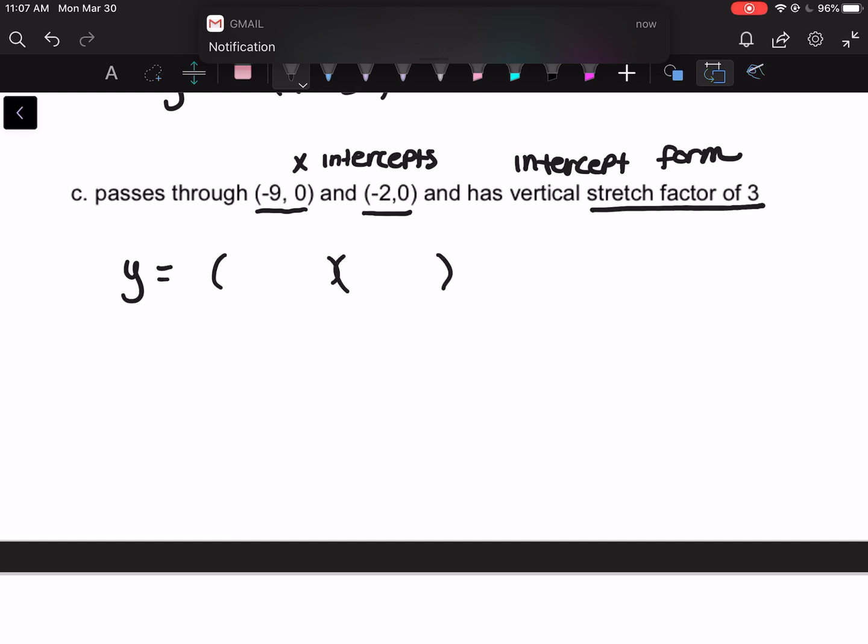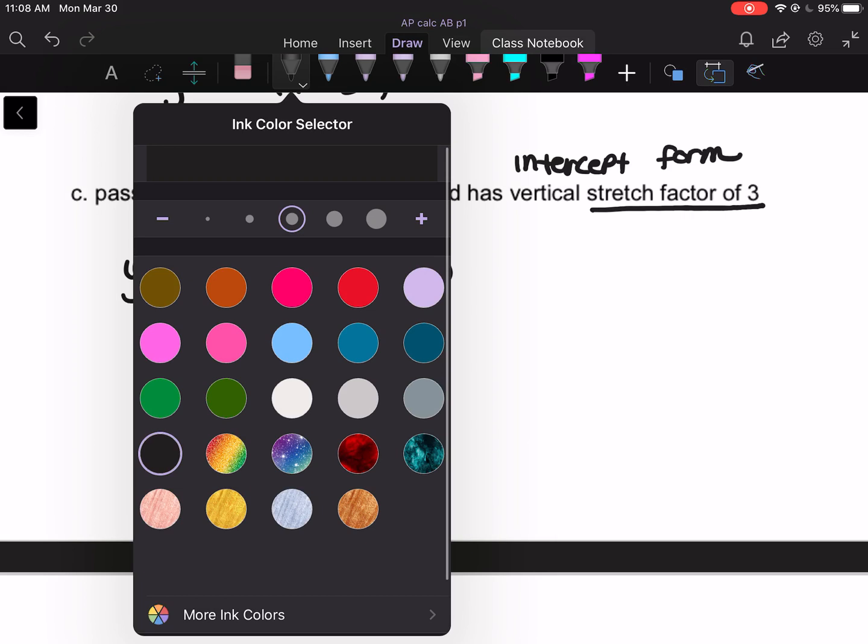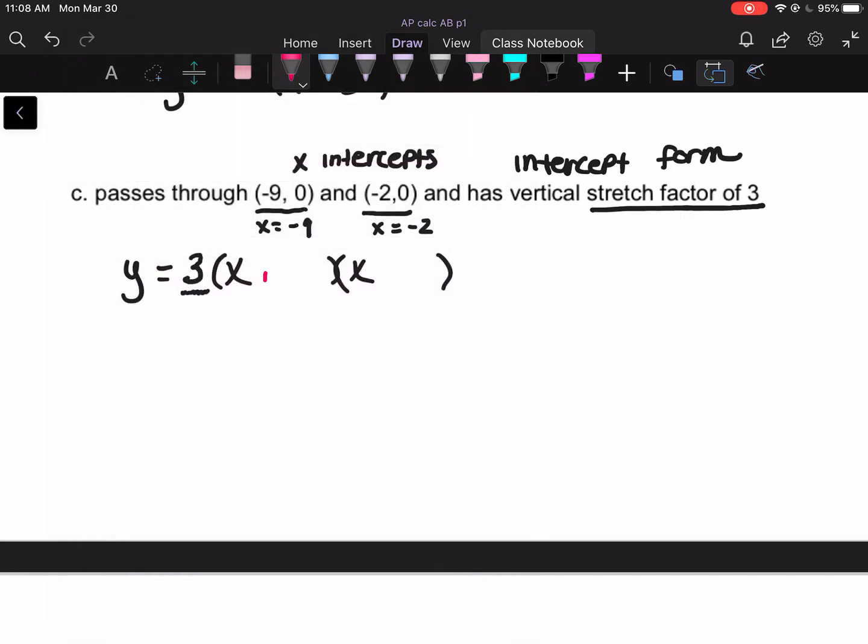we have our 2 sets of parentheses, and we're even given an a value we can put right here because it's stretched by a factor of 3. Inside we have x and x, and since we know that x is -9 and x is -2, the opposite of those values goes inside, so +9 and +2.